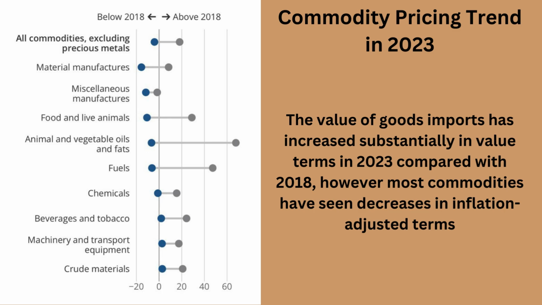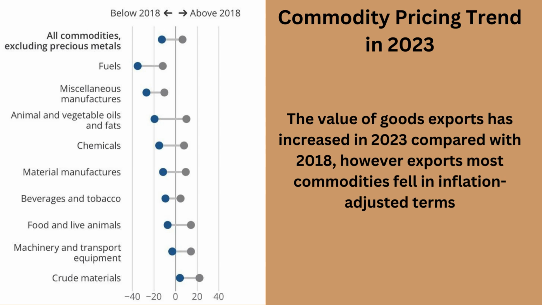Overall, imports of goods rose by 18.4% in value terms in 2023 compared with 2018. However, after adjusting for inflation, total goods import fell by 3.8%. At the commodity level, several commodities saw large differences between current price and chain volume measure when compared with 2018. The export of goods by commodity, excluding precious metals, current price and chain volume measure, percentage change compared with 2018.